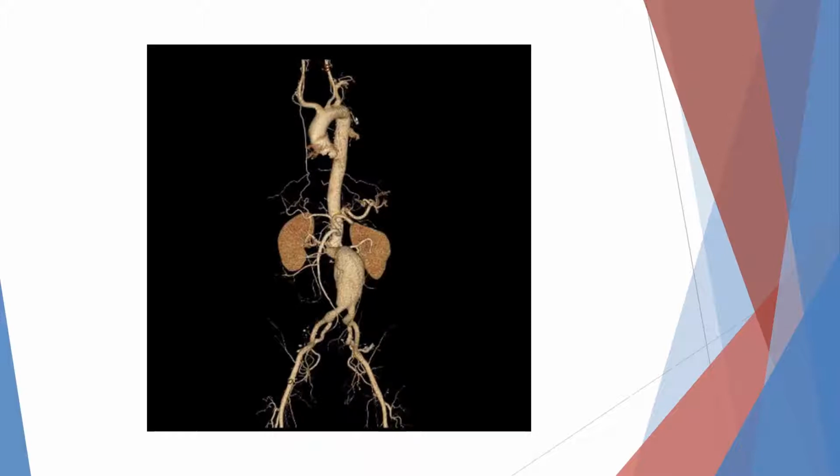The location of the aneurysm in relation to the renal arteries is an important thing to note. 70% of all abdominal aortic aneurysms occur below the level of the renal arteries, infrarenally. Other places that they can occur are at the level of the renal arteries, juxtarenally, or above the level of the renal arteries, suprarenally.